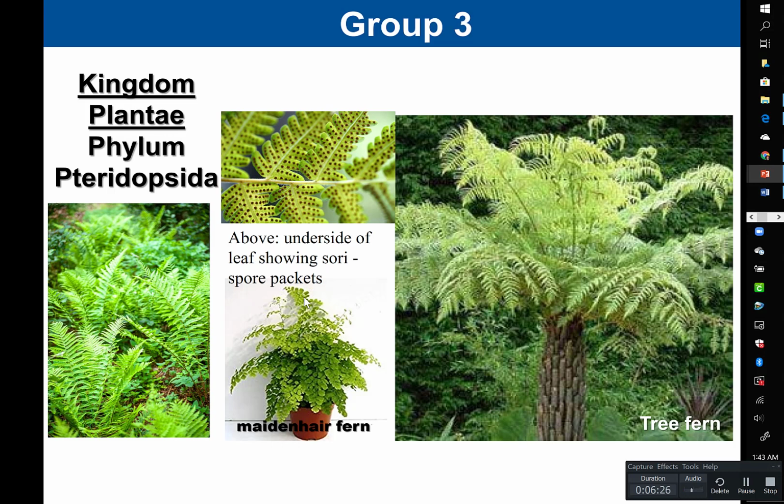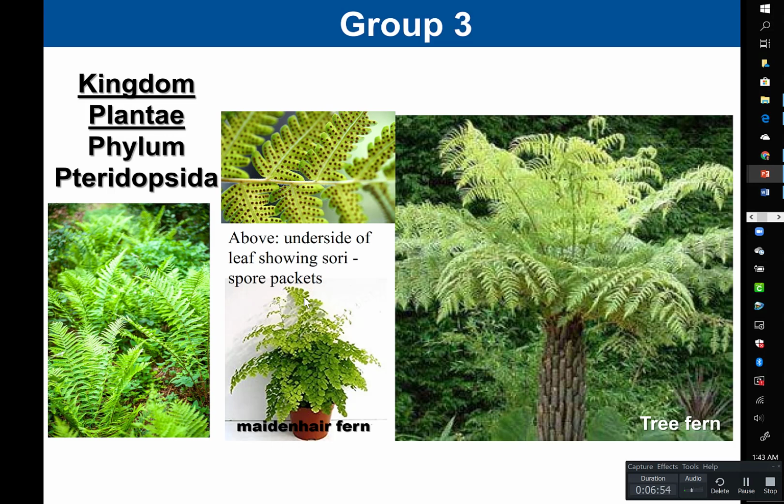Now, if you think about ferns, can they grow tall? Answer is yes, they can grow tall. These plants have now evolved to have a vascular system. So they have these xylem and phloem vessels that are used to transport water and sugar. And so these plants evolved to be able to be tall because of the presence of the vascular system.